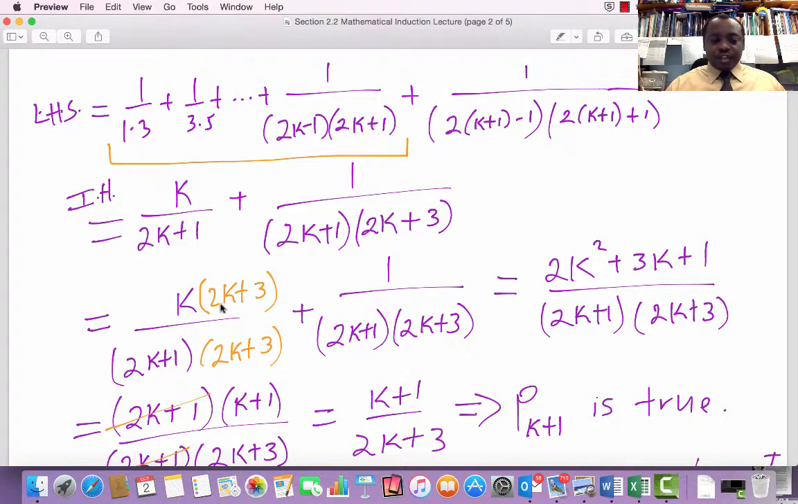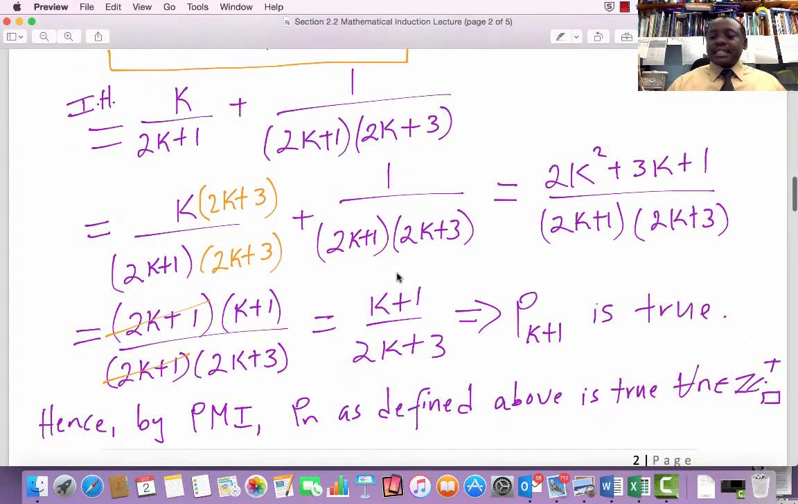And the first one, expand this out, we have 2k squared plus 3k plus 1. We factorize out the numerator, and that gives us 2k plus 1 times k plus 1 divided by 2k plus 1 times 2k plus 3. We strike off 2k plus 1, 2k plus 1, and we are left with k plus 1 divided by 2k plus 3. Once more, what is our goal?